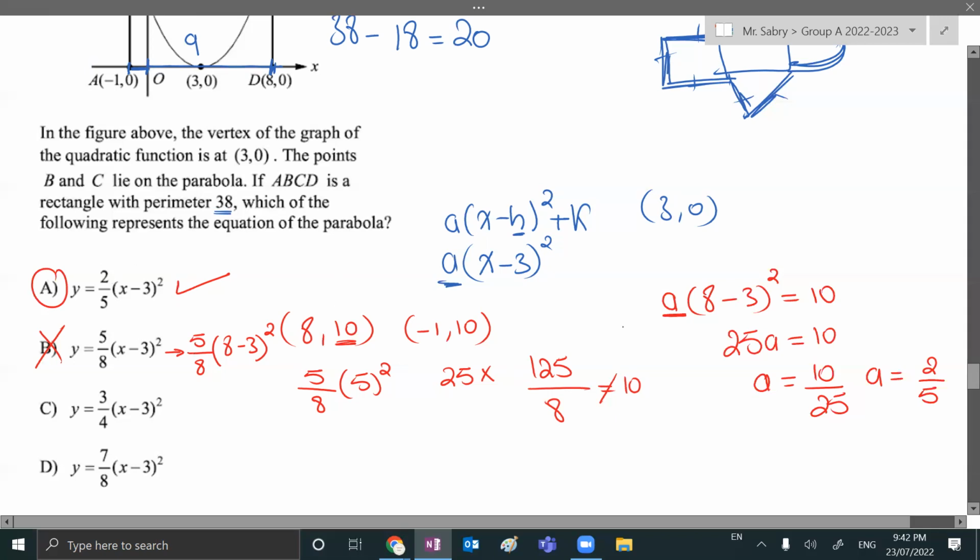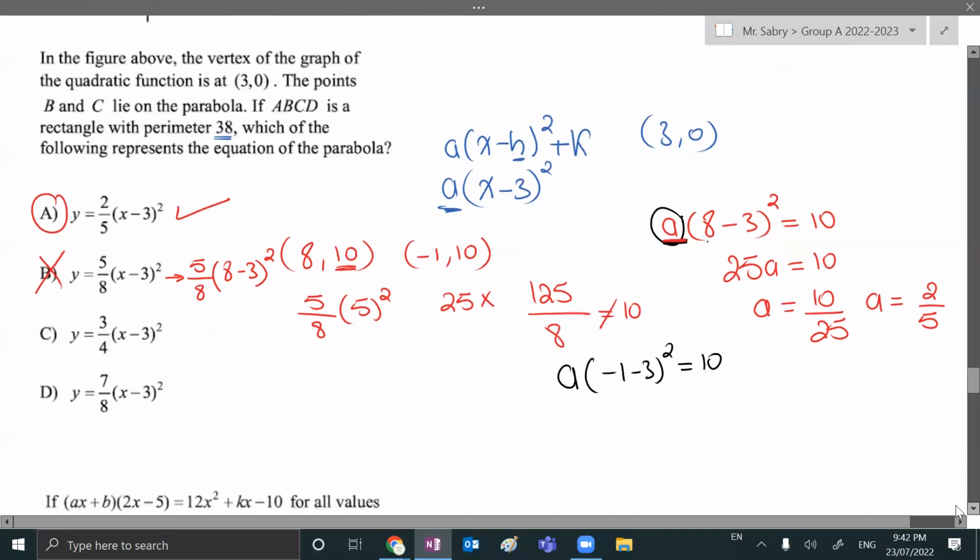After that I thought, no, the only difference between them all is just the A. So I left the A unknown, put the X as 8, or if you want you can put it as negative 1. So if we did A and then negative 1 minus 3 all to the power of 2 equals 10, it should give me the same result, it must give me the same answer. So it gives me here negative 1 minus 4, which is 16A.